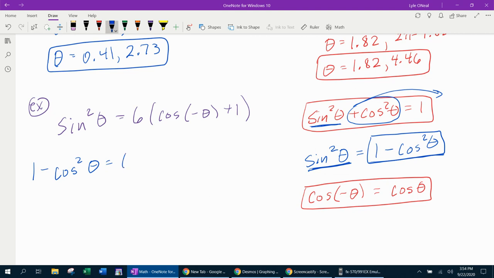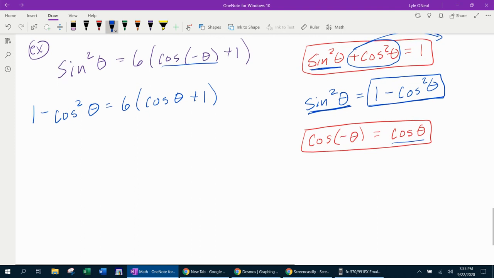And so then I can rewrite this as 6 cosine theta, because cosine negative theta is the same as cosine theta, plus 1. And now I've alleviated the two problems. Now if you notice, everything's in terms of cosine. None of the angles are negative, but it is quadratic. So that means I'm going to have to set it equal to 0. Oh, and I do want my squared term to be positive. So we're bringing him over, and we're bringing the 1 over.